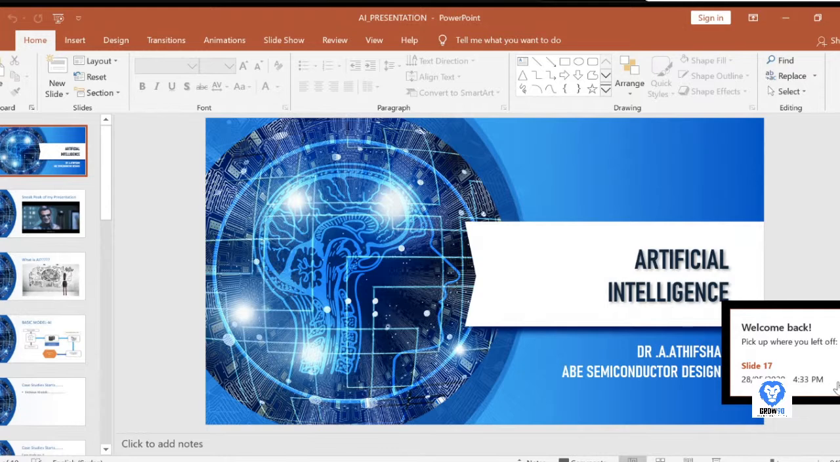When you work on COVID data sets and everything, hybridization is going to play a very vital role. So this is what we are going to talk about today.